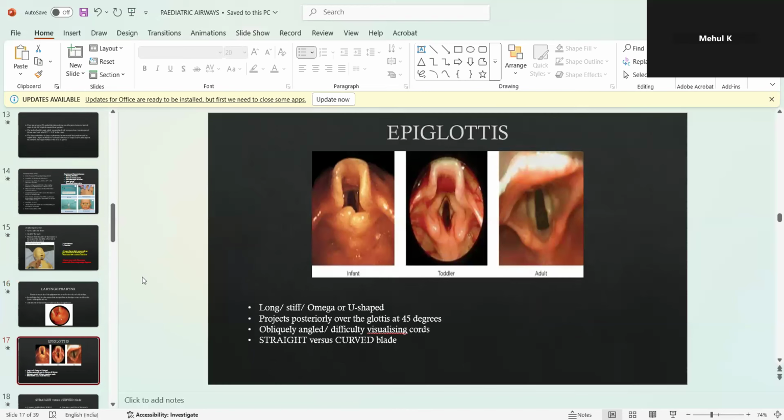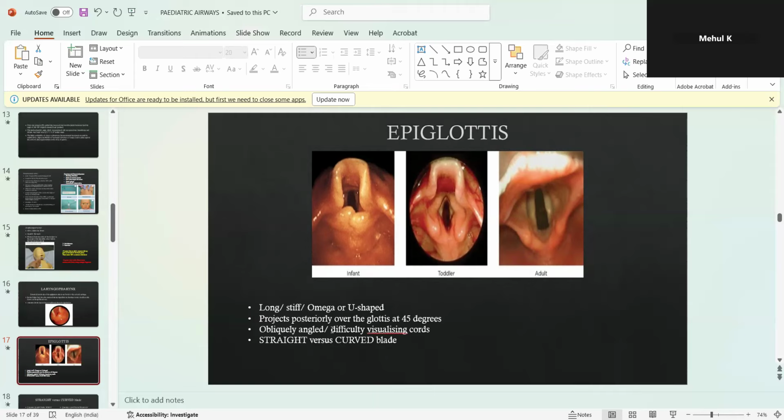Next, distal to this, the structure of interest is the epiglottis. The epiglottis in the pediatric population is described as long, stiff, omega shaped, or U shaped. Some describe it as stiff, some describe it as floppy, but anyone who has dealt with a pediatric airway knows that it's always a stiff epiglottis in the pediatric population. And it projects posteriorly over the glottis at 45 degrees. It is obliquely angled, and it makes it difficult visualizing the cords.